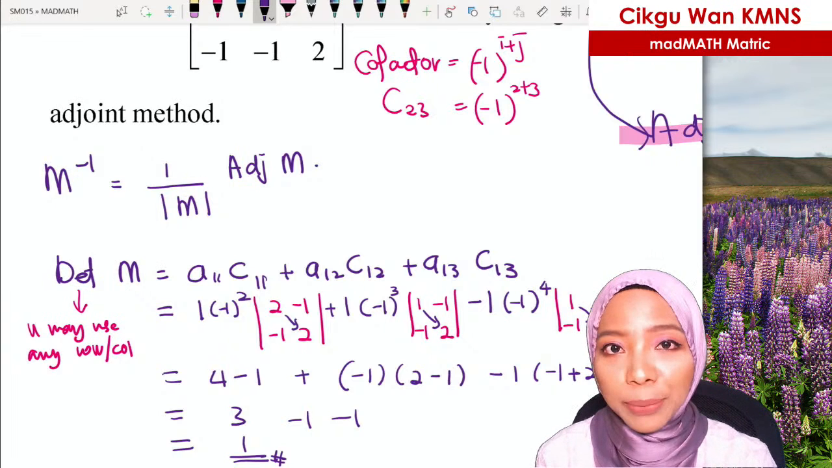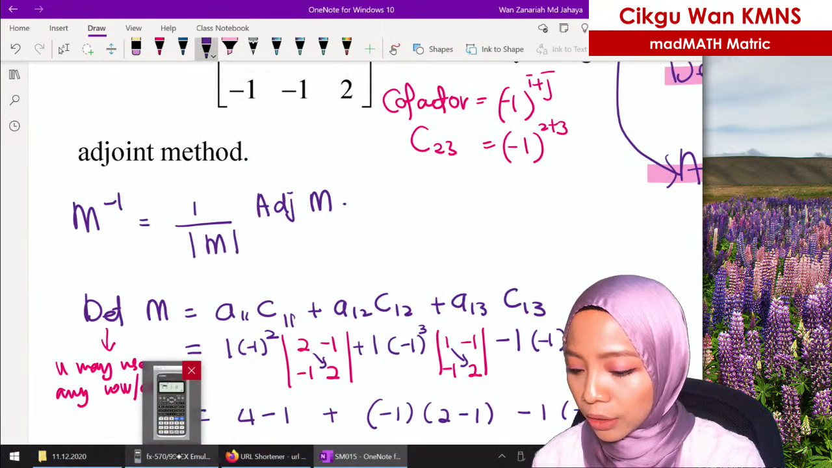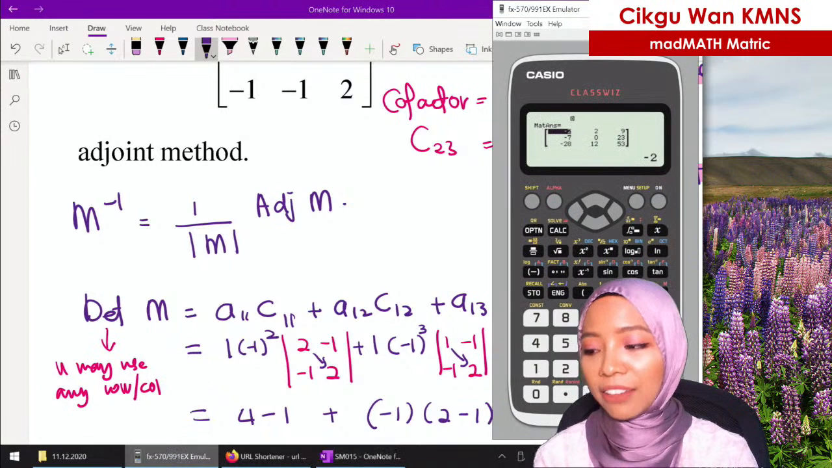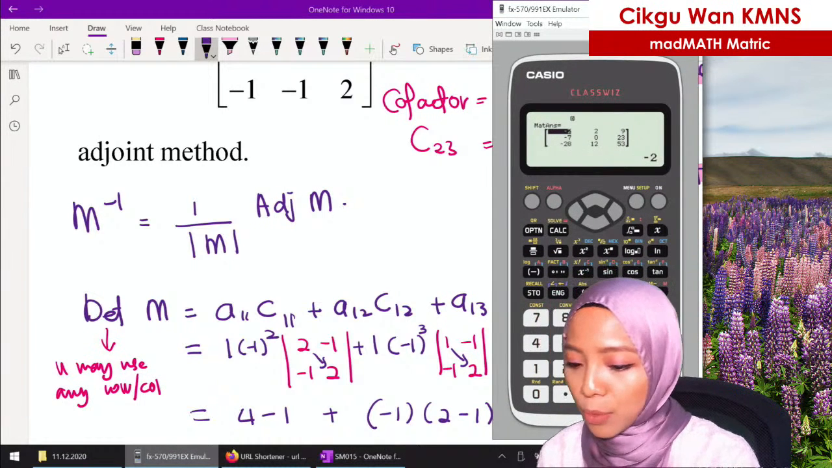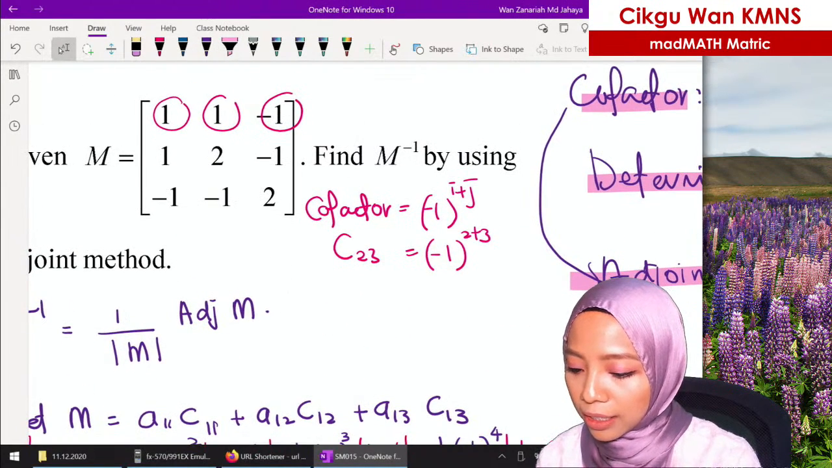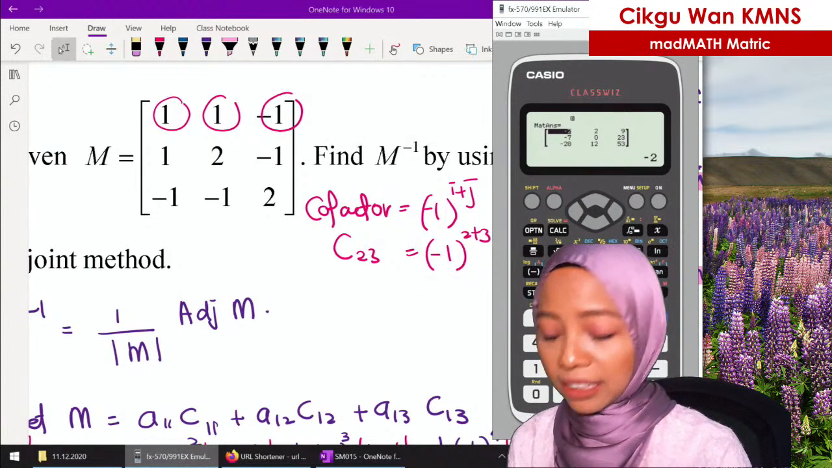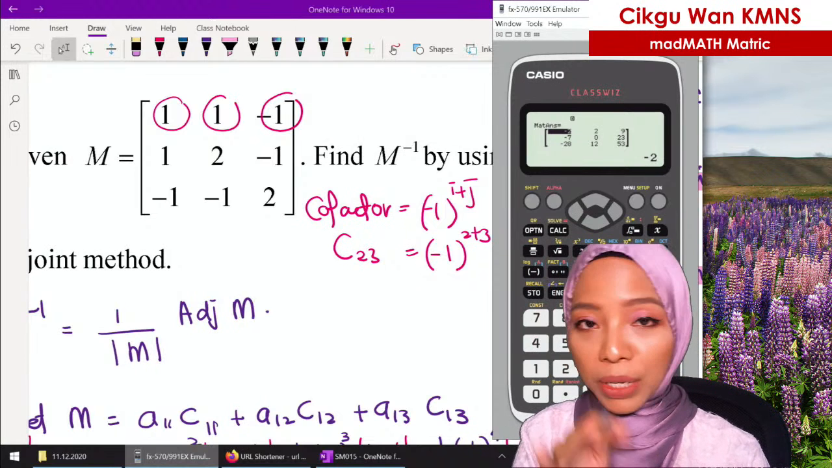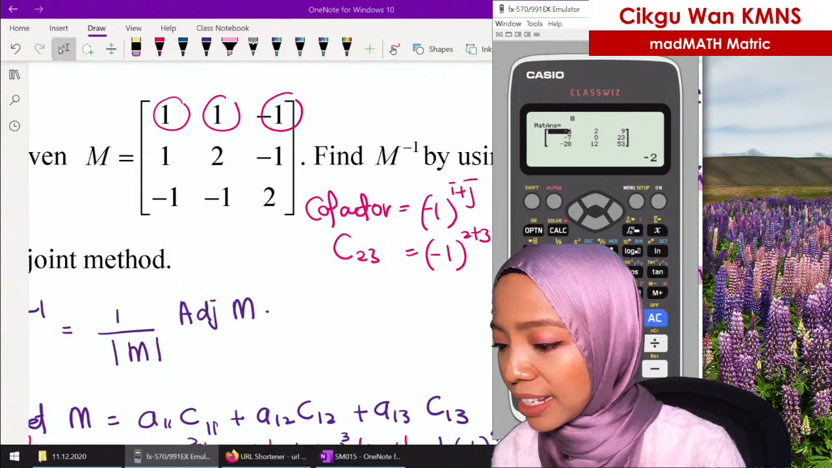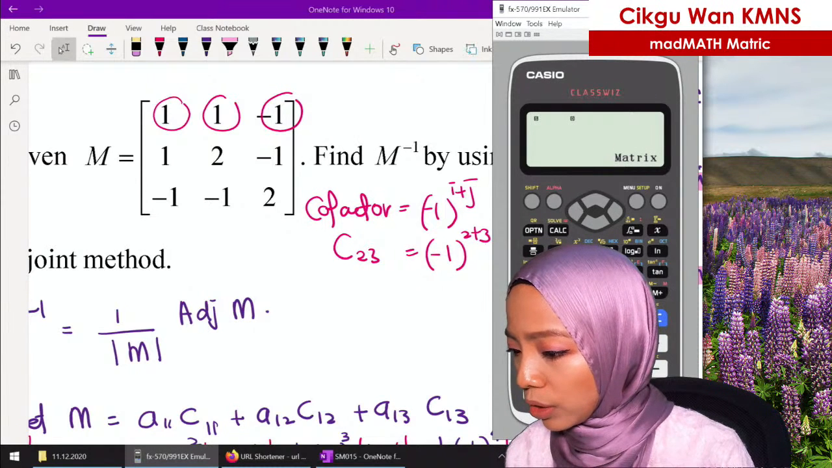Okay, betul ke jawapan kita ni? Ke short sendiri? So, let's check using calculator. Semua orang dah ready dengan calculator masing-masing? Okay, moh kita masukkan matrik. Bila guna calculator untuk cari determinant, kita tak masukkan A11, C11, A12, C12 semua tu. Kita masukkan matrix tu. Nanti dia sendiri yang kira. So, mari kita clear all the mode. Kita reset.